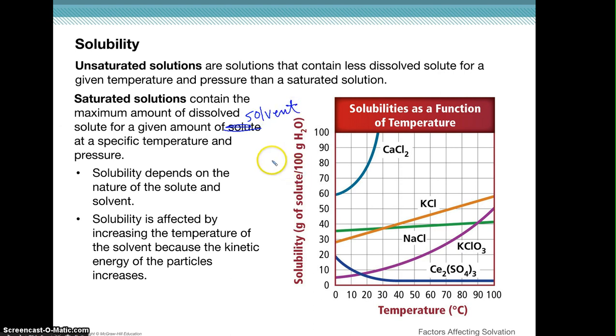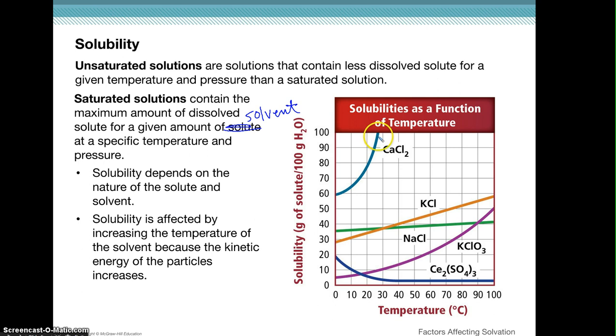All right, so let's take a look at our little graph that we have here. So let's look at calcium chloride. You can see at 0 degrees Celsius, that's how many grams of calcium chloride, 60 grams, will dissolve in 100 grams of water. If we increase the temperature to 20 degrees Celsius, then a little more than 80 grams will dissolve. Okay, so as we increase temperature, more of that particular solid will dissolve.